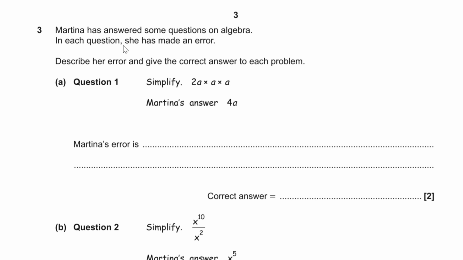Question number 3. Martina has answered some questions on algebra. In each question she made an error. We have to describe her error and give the correct answer to each problem. So for question 1, we were asked to simplify 2a times a times a, and her answer she put was 4a. Well, in terms of her error, what she did was she added the 2a, the a and the a together to give 4a. So she was adding the terms, and in terms of the correct answer, because a is being multiplied by itself 3 times, we have 2a cubed.